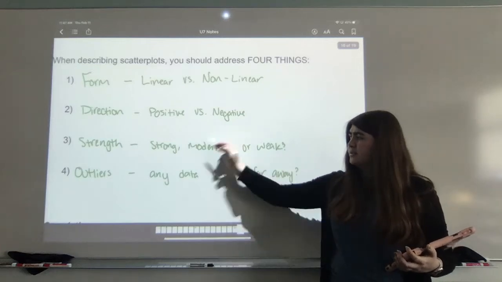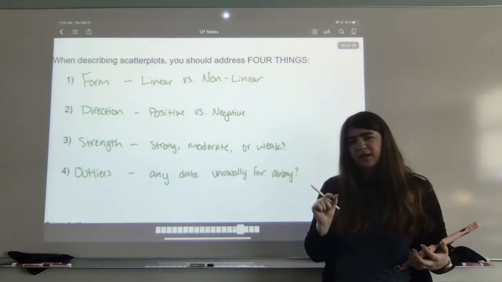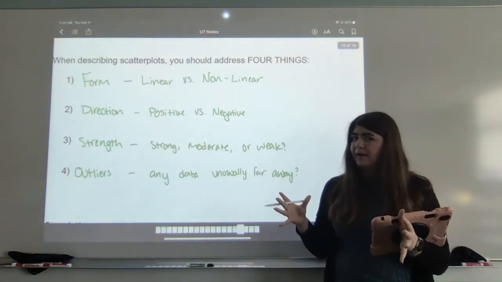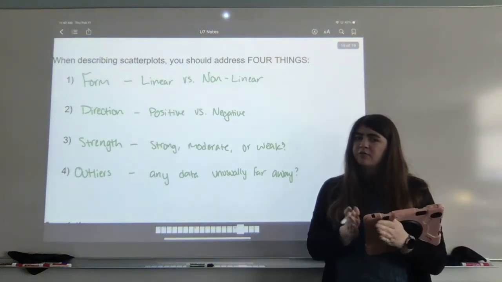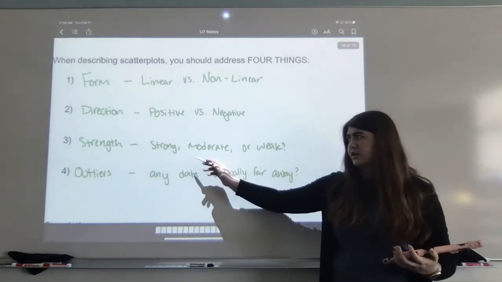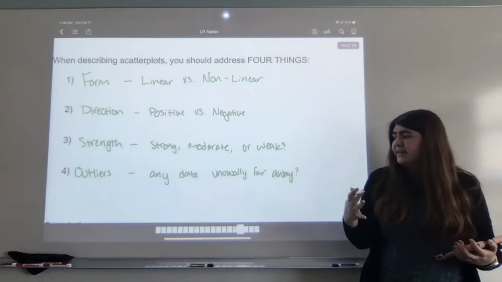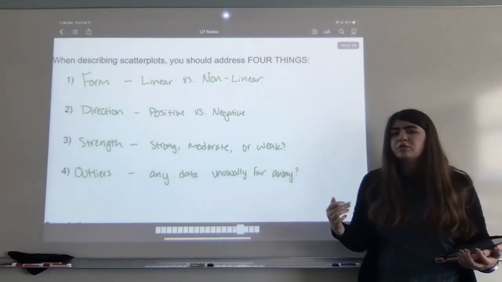And this piece is really looking at how close the dots are together. The further the dots are spread out, the weaker the graph is, and the closer they are to forming a line, the stronger the graph is. And then, are there any outliers? Does any of the data seem unusually far away?